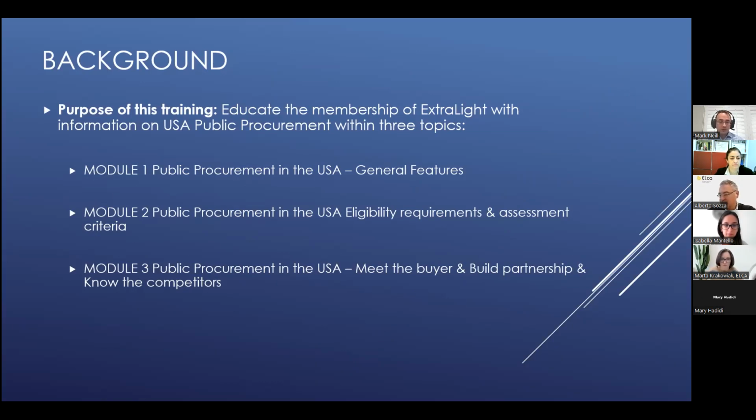And then in future sessions, we will get into much more detail about the requirements, assessment criteria, how you might partner with other people, recommended best practices, and how you maximize your ability to win procurements. So those are some things to look forward to.